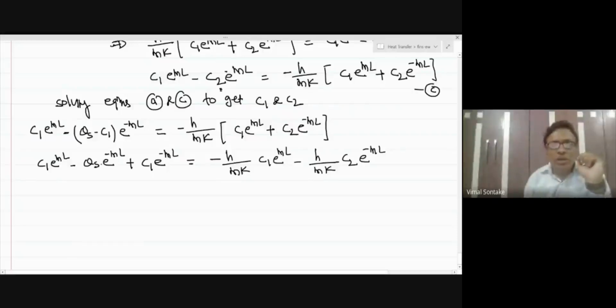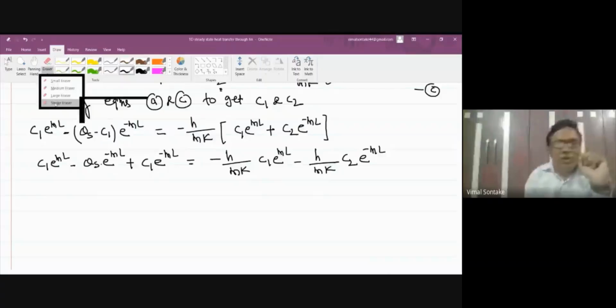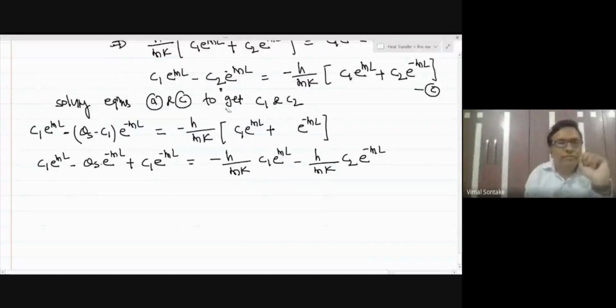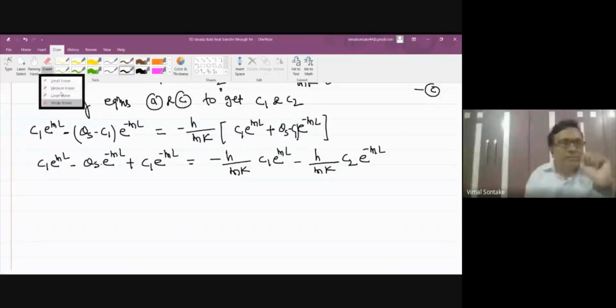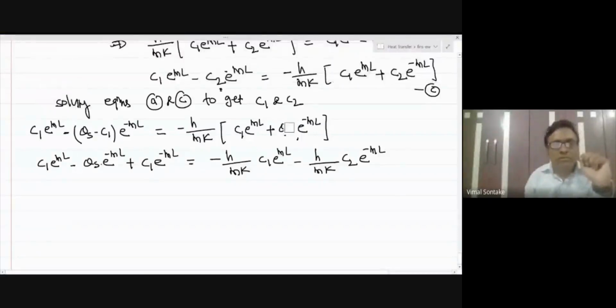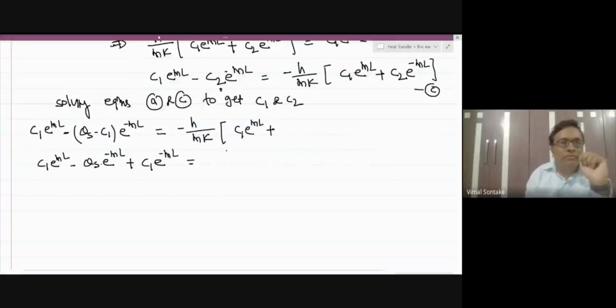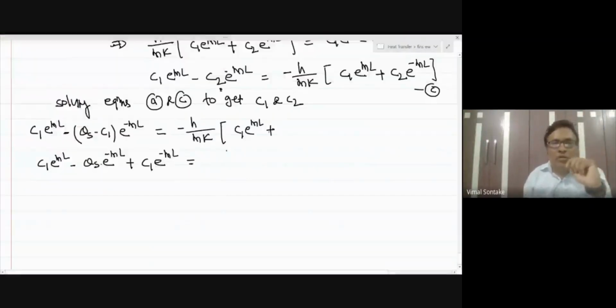Oh, here also I need to put the values of C2. So let me correct it. Theta s minus C1. Let me correct the entire term. So minus h over mk C1 e to power ml, and this will be theta s minus C1 e to power minus ml. So it will become a little bit lengthy.